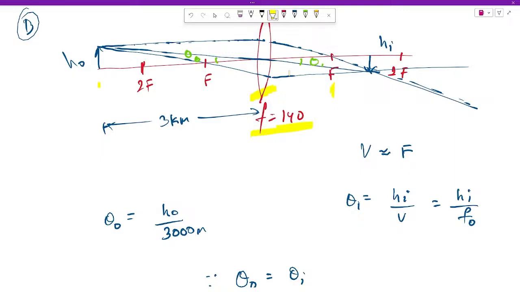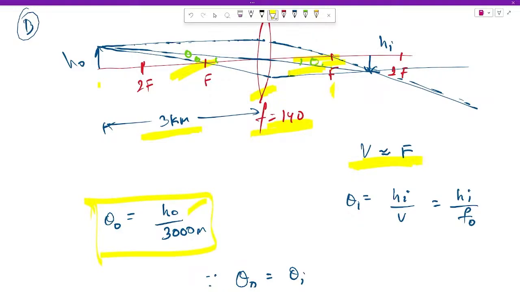So here we see that the angle made by the object and the image is going to be the same. Here it is denoted by theta naught for the object and theta I for the image. Now the image distance V would be approximately equal to F, because 3 kilometer is too much as compared to the focal length of 140 centimeter. So we can write that theta naught would be equal to theta I.